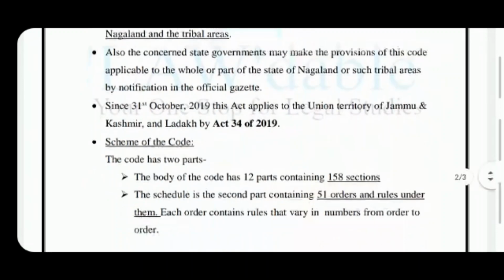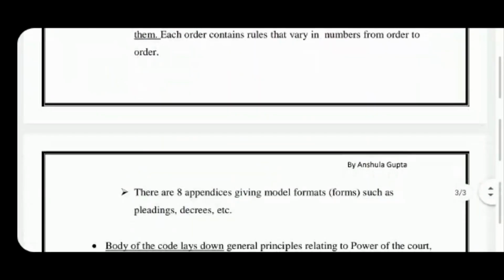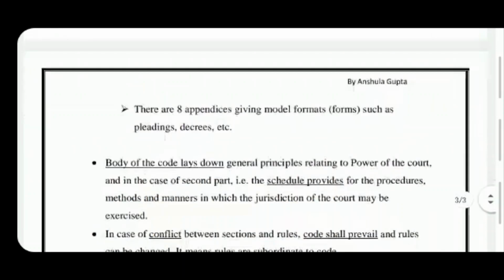Now, what is the scheme of the code? The code has two parts. The first part contains 158 sections and the second part contains 51 orders and rules under them. And each order contains rules that vary in number from order to order. And also there are 8 appendices which give model formats such as pleadings, decrees, etc.